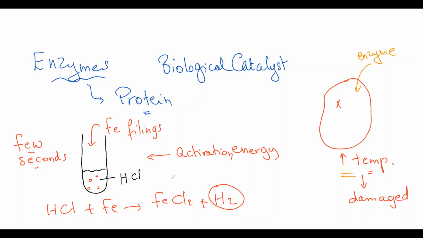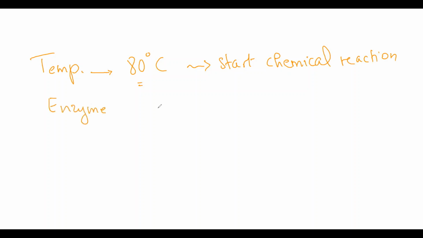Let me give you an example. Suppose in order to start a chemical reaction in a cell, the temperature that must be reached is, for example, 80 degrees Celsius. If the cell reached this very high temperature, it's going to be damaged, destroyed. But if we added an enzyme, the chemical reaction would start at 37 degrees or 40 degrees. So the chemical reaction will start. So we say that the enzyme lowered the activation energy.